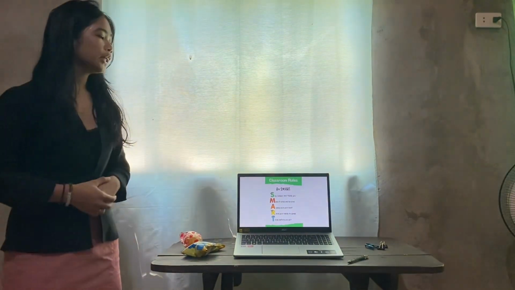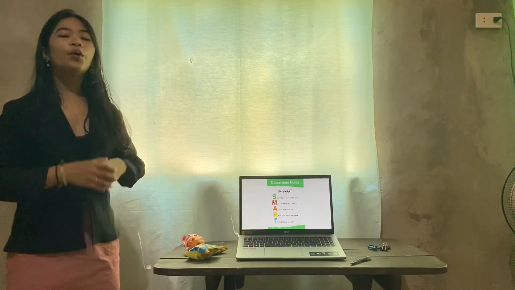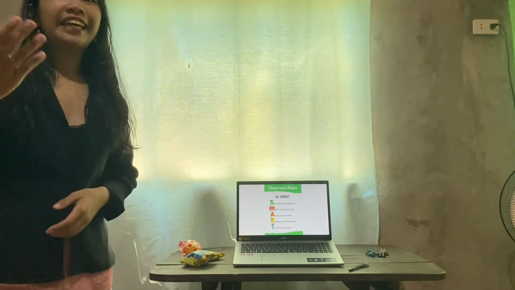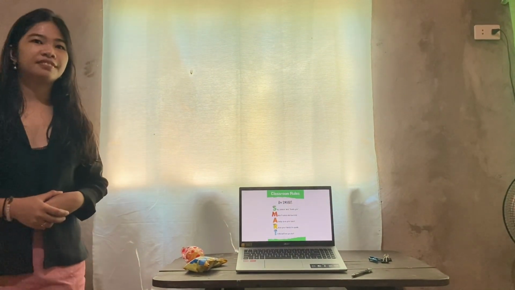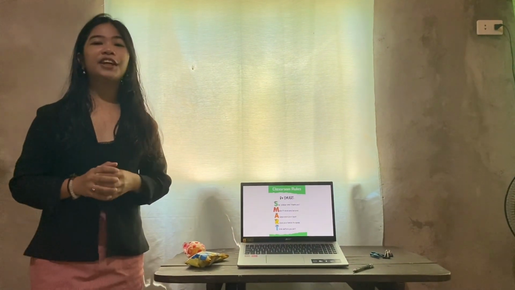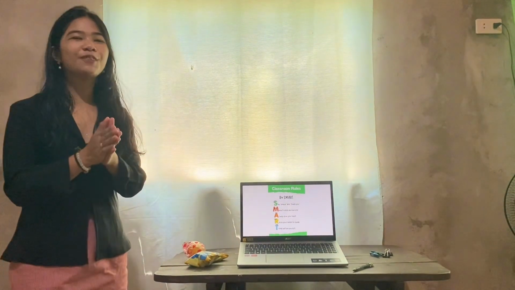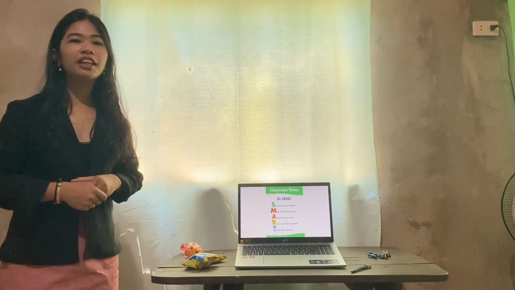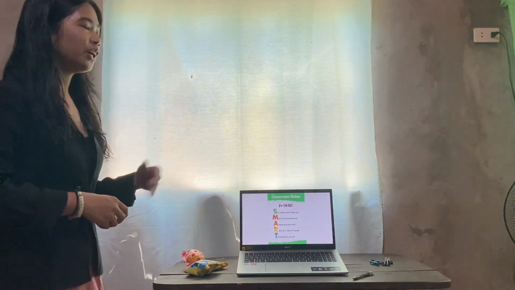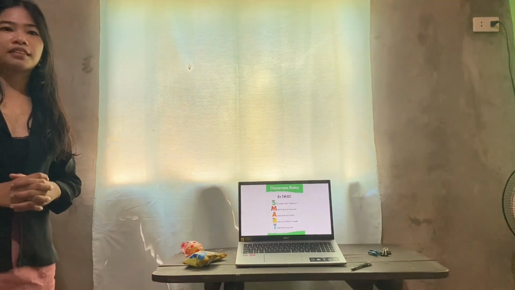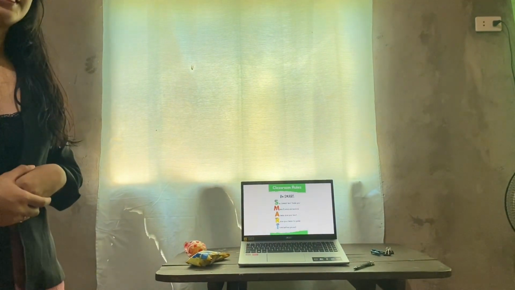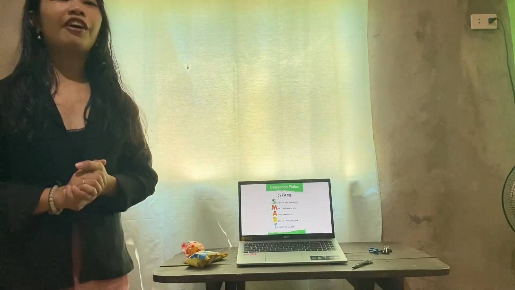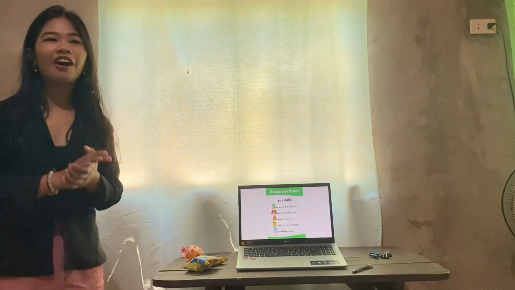So before we start, let's review first. So who can draw a square shape here on the board? Yes, Malin? Okay, very good, Malin. Clap your hands to Malin. And how about the triangular pyramid? Who can draw here? Yes, Fry? Great job, Fry! Let's give our hands to Fry!